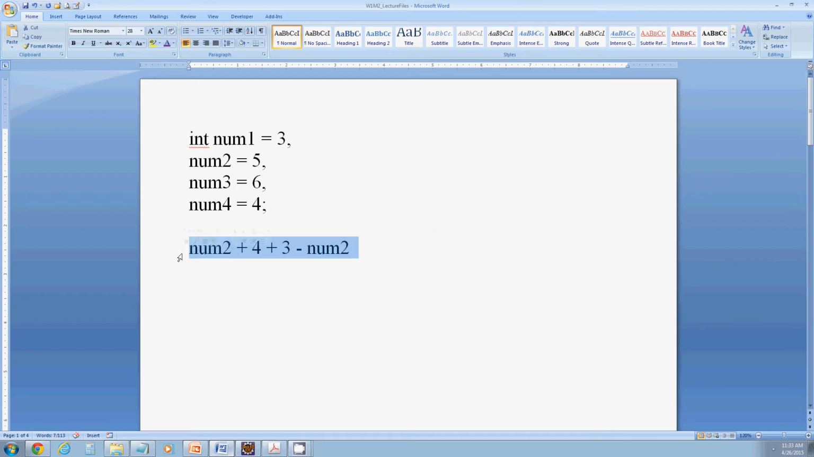So now we go back to the beginning, and we start scanning again, looking for the next level down, which is addition, subtraction, and string concatenation. So we scan, scan, scan. Oh, here we find one. So num2 plus 4 is going to evaluate to 9. So now we keep scanning, and here we find one. 9 plus 3 is going to evaluate to 12. Keep scanning. 12 minus 5 is going to evaluate to 7. And now we've reached the end, and our expression is evaluated. So the result of that whole big expression is 7.